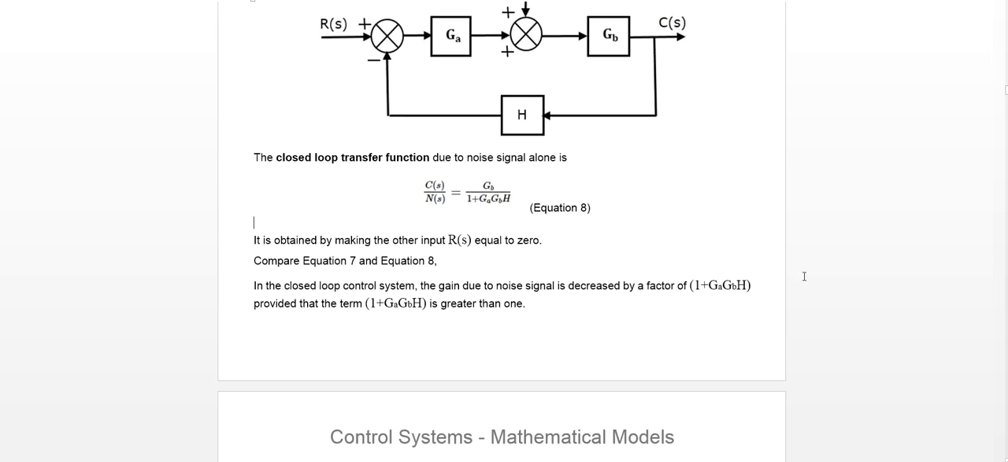So in the closed loop control system, the gain due to noise signal is decreased by a factor of 1 plus G sub A, G sub B, and H, provided that the term 1 plus G sub A, G sub B, and H is greater than 1.